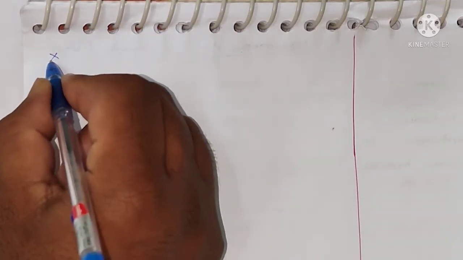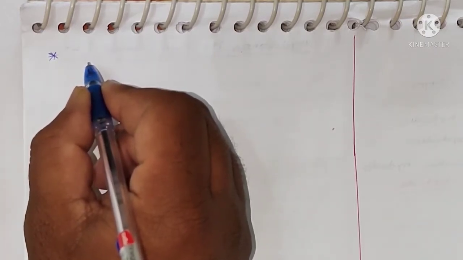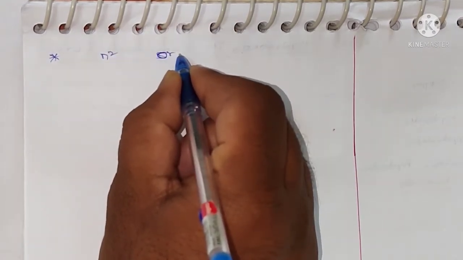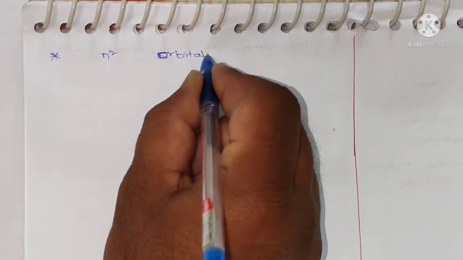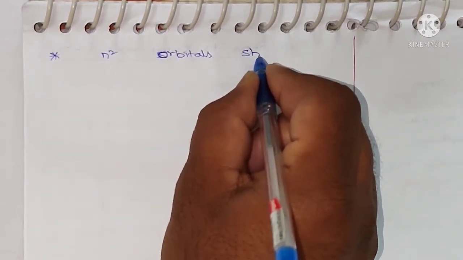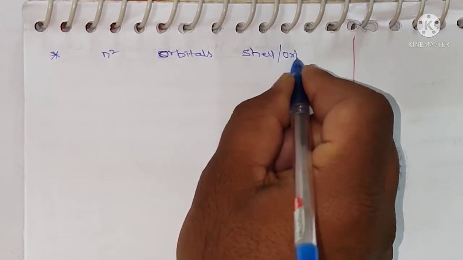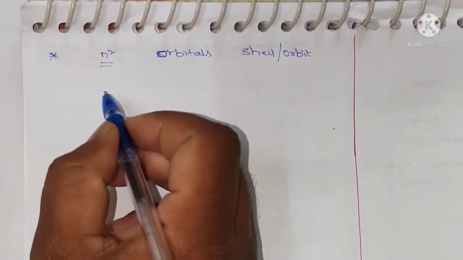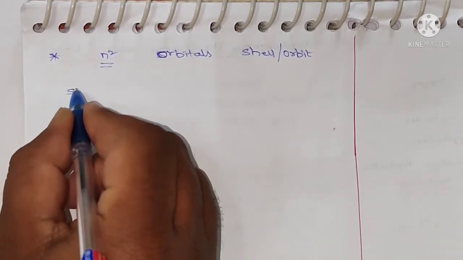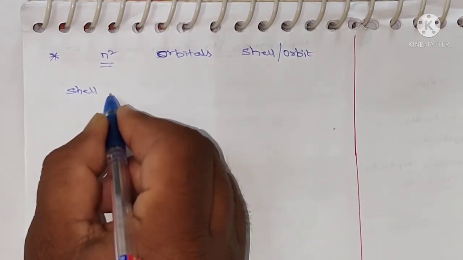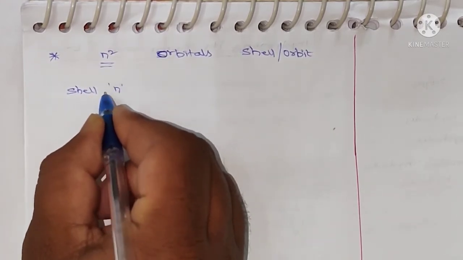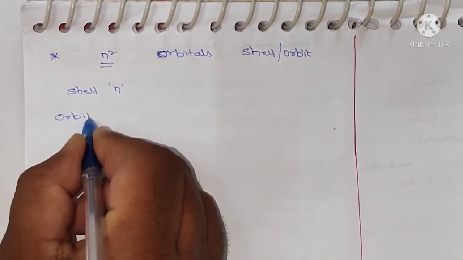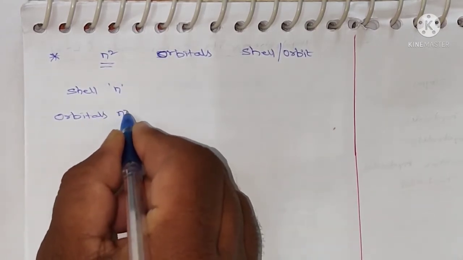And the total number of orbitals present in a shell is equal to n square. The total number of orbitals in a shell or orbit is equal to n square. Let me take the table here. Shell means orbit, and number of orbitals, n square.